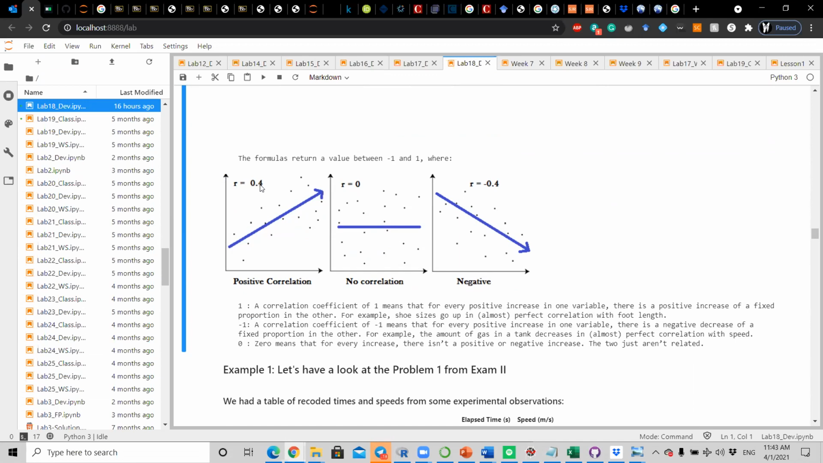But in a case like this, you get a value between -1 and 1. A Pearson's R equal to 0.4 means that you have a positive linear relationship, you have a positive correlation, but its strength is 4 out of 10. In this one, you have the same strength, but in the other direction. This is a negative relation. And in a case like this, you get an R equal to 0, which means you have no correlation.